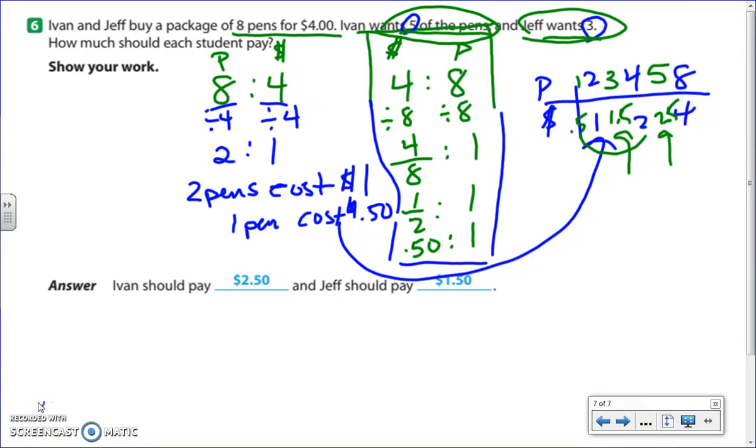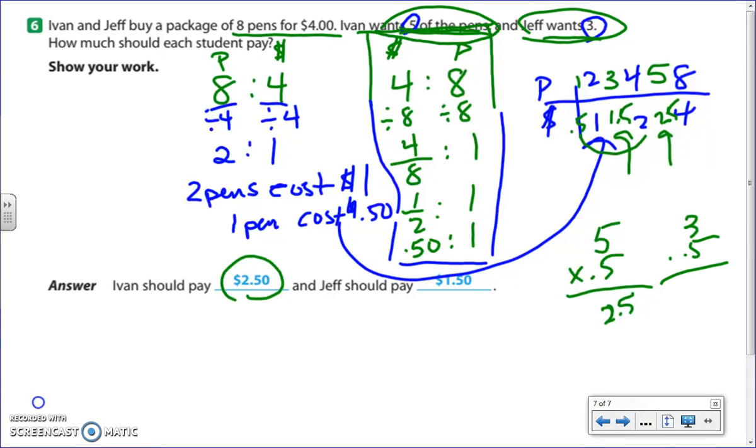Using the unit rate, I could say, okay, well, if each pen is 50 cents, then 5 times 50 cents would equal 5 for Ivan, 2.5, or $2.50. And Jeff obviously would be 3 times 0.5, $1.50. And that would be using the unit rate. If I know that 1 pen costs 50 cents, or I could add, I can use addition as well. Say, okay, well, 1 is 50 cents, 2 is $1, 3 is $1.50.